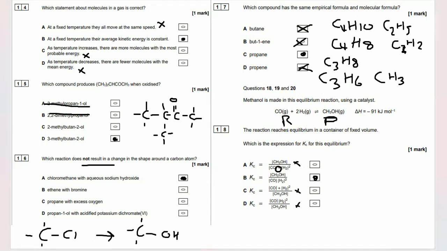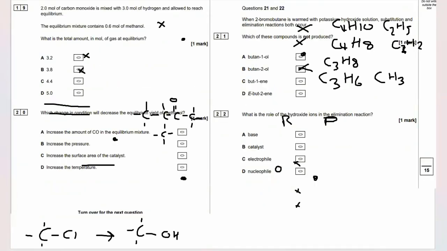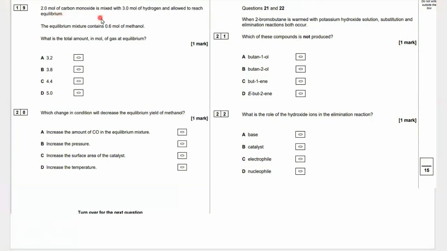Right, we're on to the last one. Last page, 19. 2 moles of carbon dioxide is mixed with 3 moles of hydrogen and allowed to reach equilibrium. The equilibrium mixture contains 0.6 moles of methanol. What is the total amount in moles of gas at equilibrium?